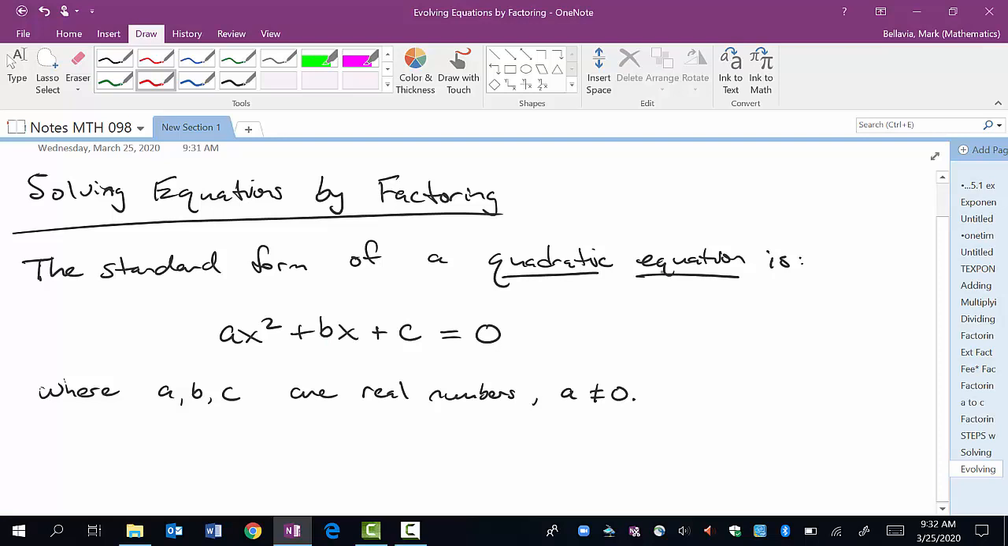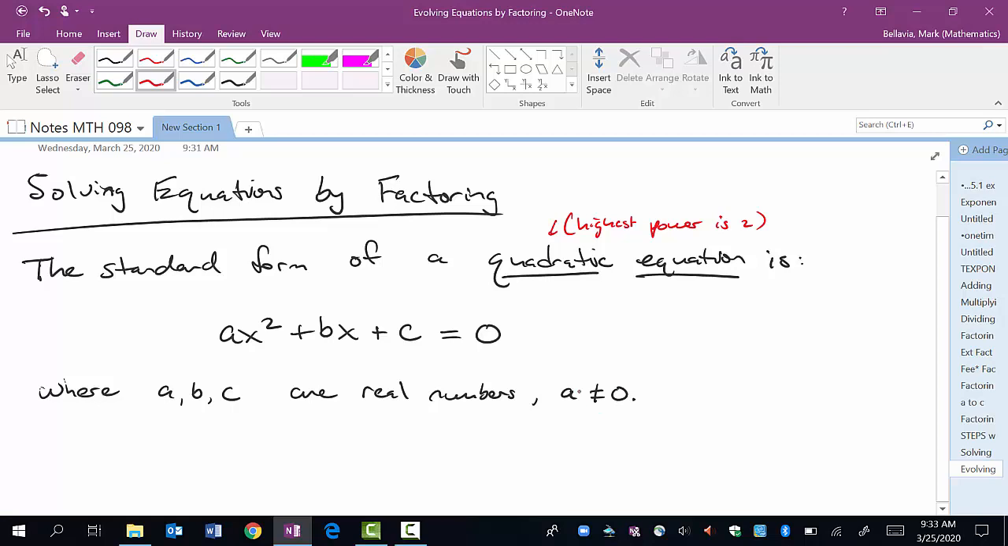A quadratic equation means that the highest power is 2, right? Or the degree is 2, right? So the highest power is 2. That's what this really means, quadratic. Standard form means everything on one side, 0 on the other. A, b, and c are real number coefficients. The x squared and the x are going to stay variables, right? So there's going to be variables in there.